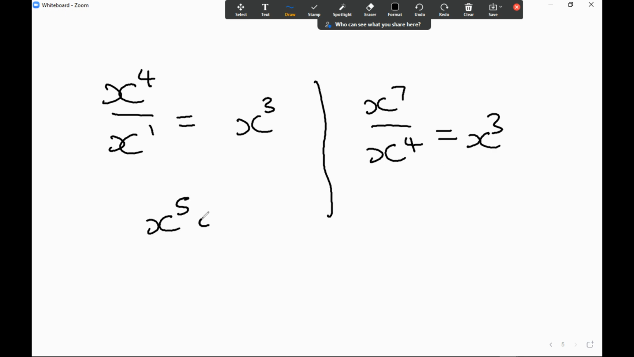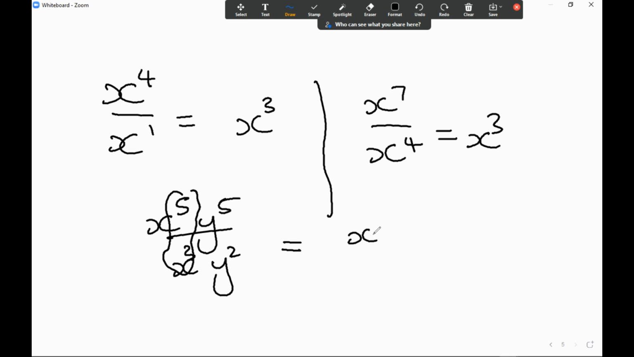If I've got x to the power 5, y to the power 5 over x cubed y squared. x to the power of 3. Almost. 5 minus 3 is 2, and then 5 minus 2? 3. And that'll be a final answer there. Okay?